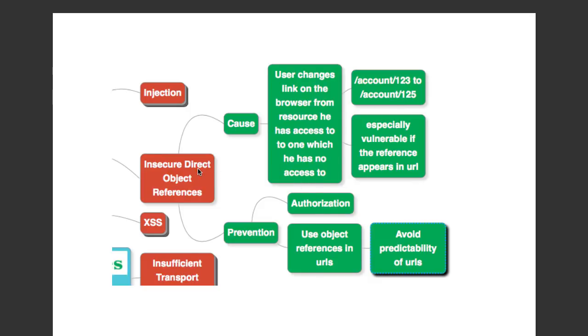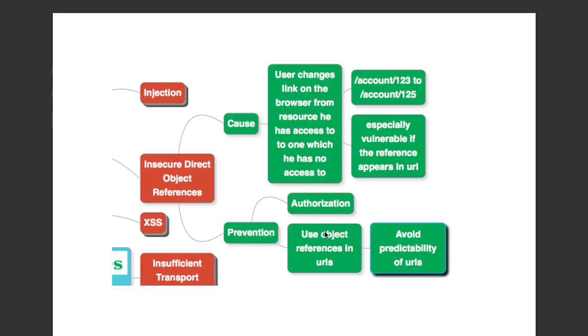The way you can prevent insecure direct object references is to implement proper authorization. So make sure before providing access to the account, check that the user has access to that. Don't just go by the fact that the user has requested 125, so he should have access to it, and give him access to that. Before providing access, check that he really has access.